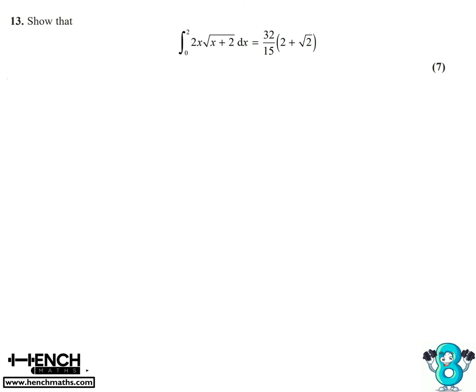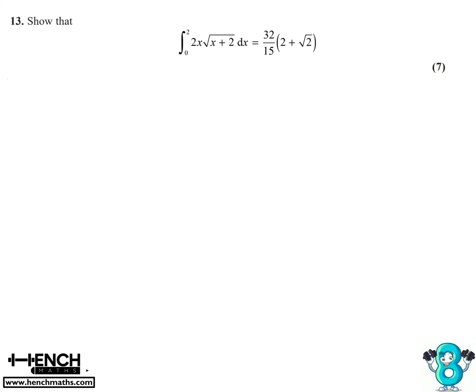Question 13. Integrate 2x multiplied by the square root of x plus 2 with respect to x between the limits 2 and 0. And we're going to show that that's equal to 32 divided by 15 multiplied by 2 plus root 2, all in brackets there. So what technique do we need to use to integrate this?